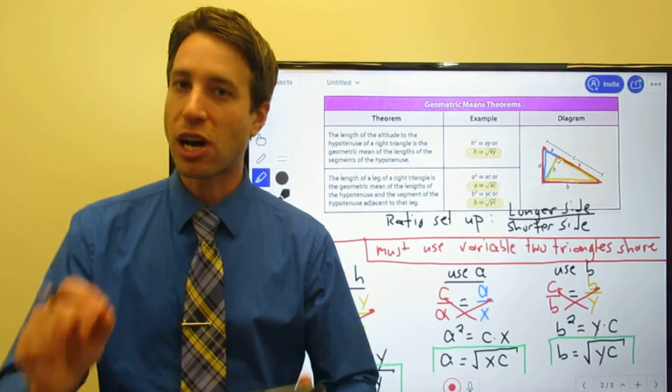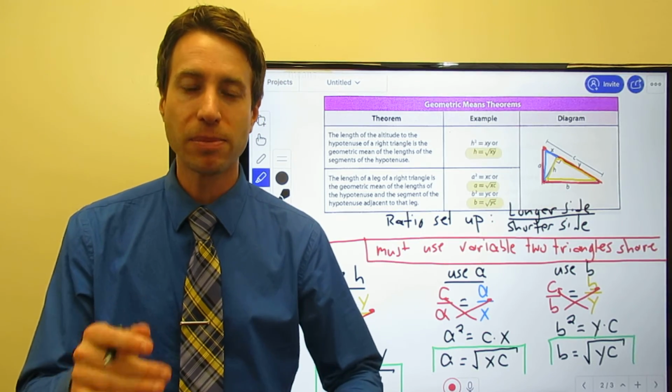Head on over to the next page of the notes. I'll show you how this works in some example problems, and I'll meet you there.